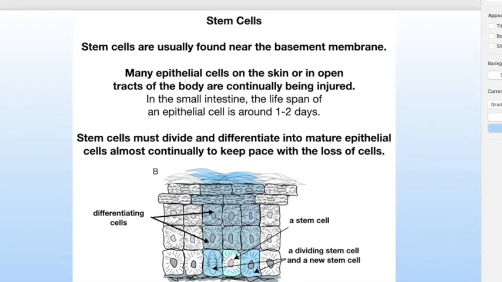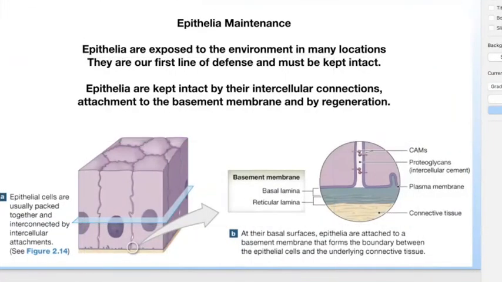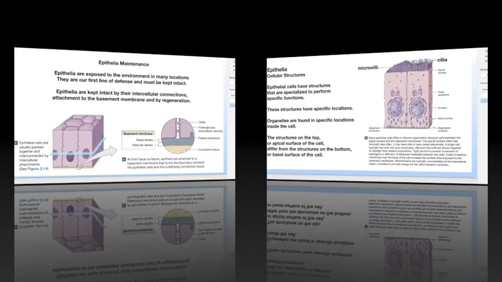In the small intestine, for example, the lifespan of an epithelial cell is only around 1 to 2 days. Stem cells must divide and differentiate into mature epithelial cells almost continually to keep pace with the loss of cells. Epithelia are exposed to the environment in many locations, and they are our first line of defense. Therefore, they must be kept intact. So, three things that help keep them intact are their intracellular connections, their attachment to the basement membrane, and their ability to regenerate.